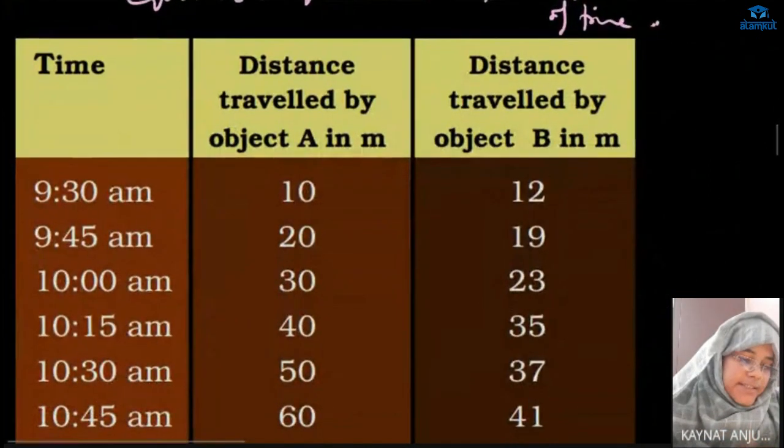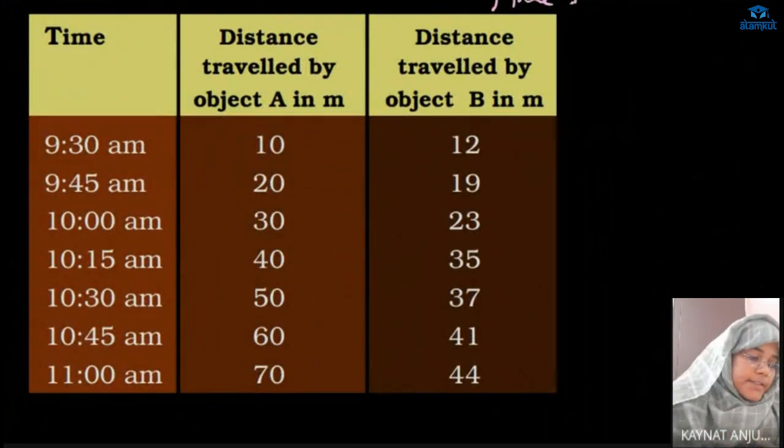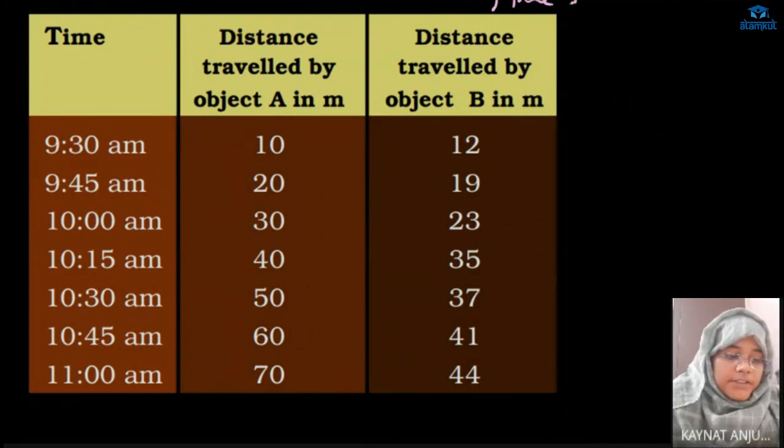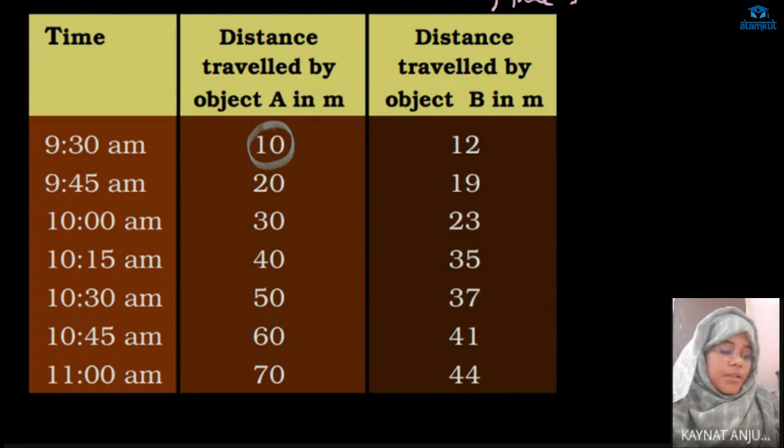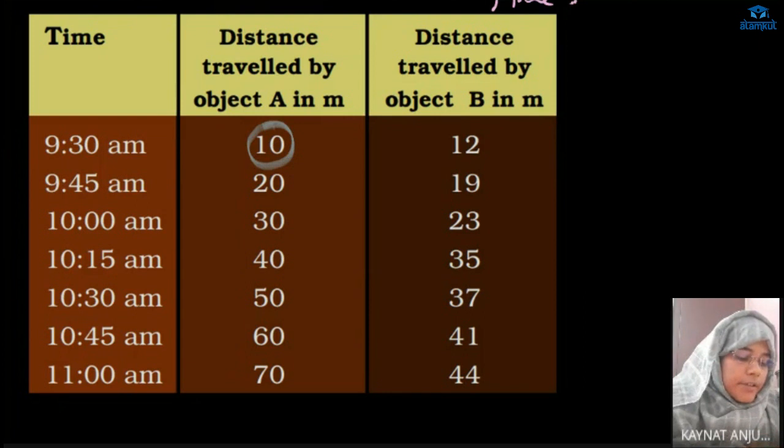Fine. Now this is the example from your NCERT book. It says that at 9:30 a.m. the body has traveled 10 kilometers. It means it started from some time before this, like 9 a.m., because 10 kilometers has already been traveled. So we start observing from 9:30 a.m., when the object is at 10 kilometers.